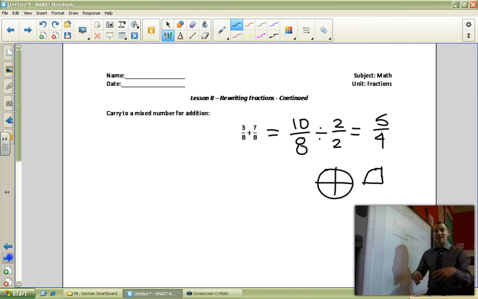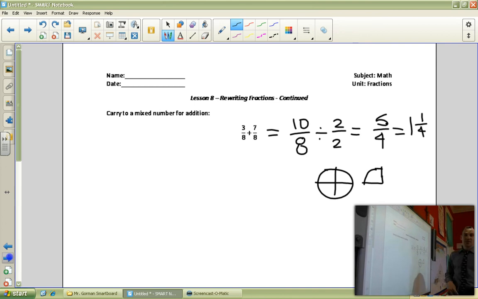Okay? Instead of needing 10 to carry over, like in base 10 addition, we need however many parts there are in the denominator. Okay? So if I have 5 out of 4, I can take 4 out once, carry it over to the whole numbers. So this is going to be 1 and 1/4.